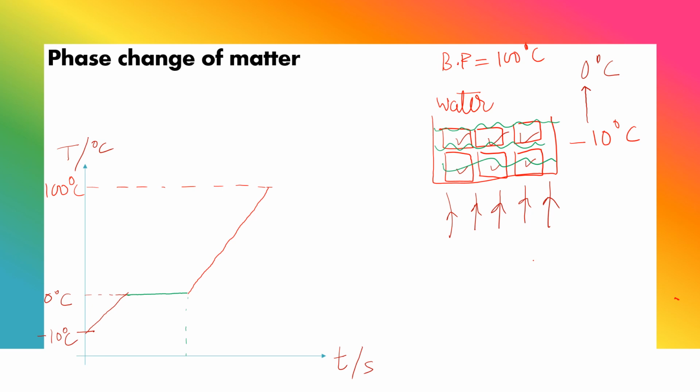There will be no further change in temperature, and at this stage the liquid starts converting into gas at a very rapid speed. So you can see on the graph there are two phase changes taking place. One is from solid to liquid, which is represented by the green line, and the other one is liquid to gas.